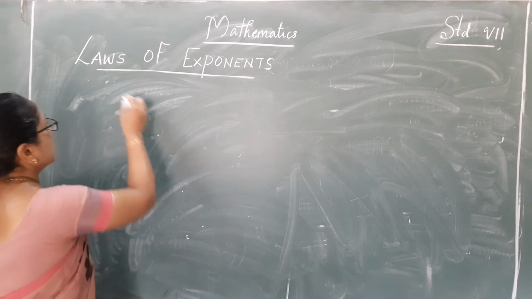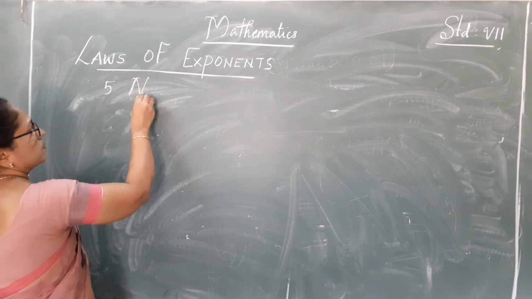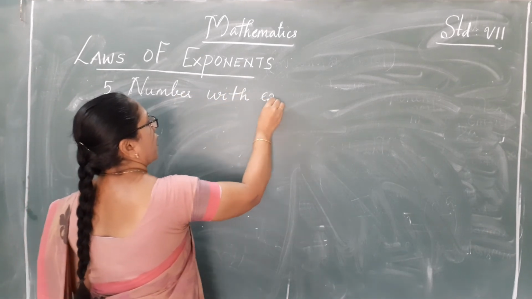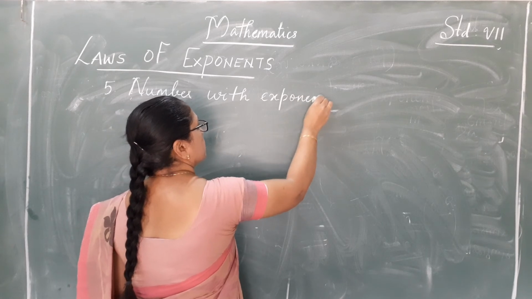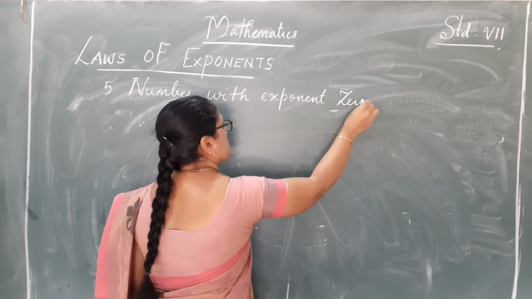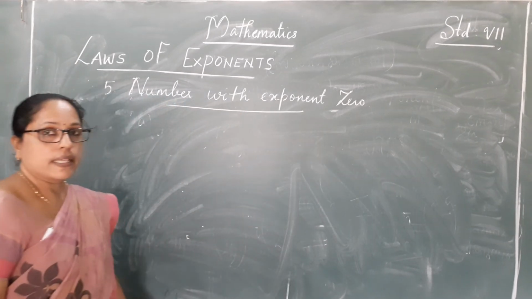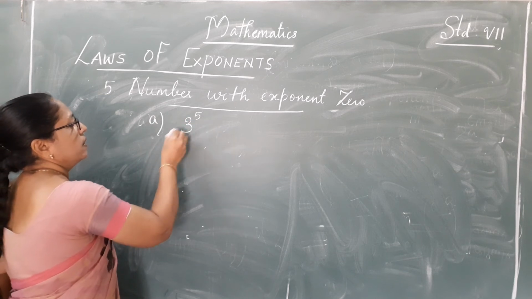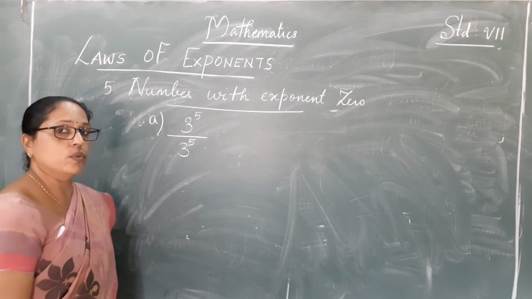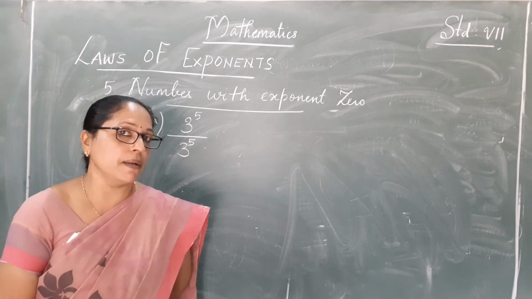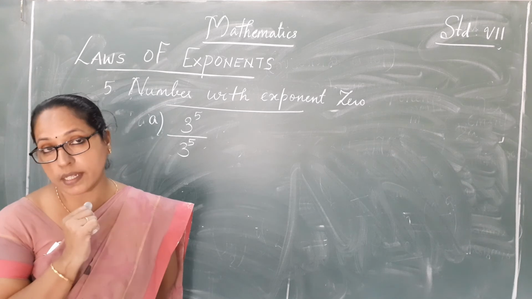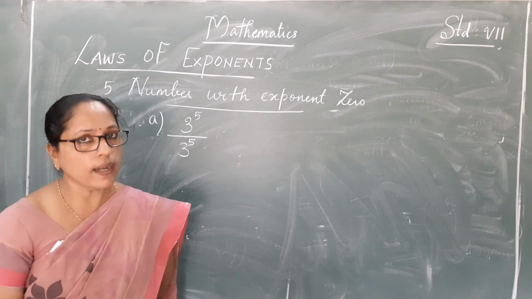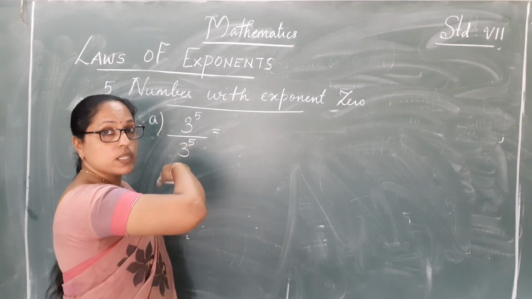Number with exponent 0. Let's see an example. Example is 3 raised to 5 divided by 3 raised to 5. You know, when a number is divided by same number, you know what is the answer. Okay, what's the answer? Tell me. 2 divided by 2. What's the answer? Yes, 1. Likewise, let's see what is the answer for this.